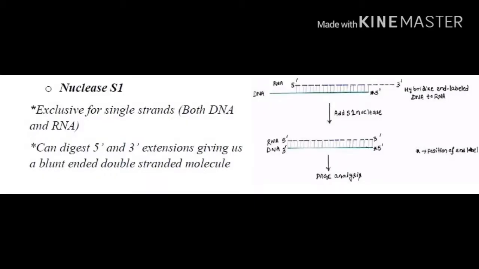ثالث example هي nuclease S1. بالnuclease S1 we have to take particular care هون عشان this is extremely important. We have to understand that it is exclusive though for the single strands, both the DNA and the RNA. Also, it can digest 5 prime and the 3 prime extensions, giving us a blunt-ended double-stranded molecule. By the way, this is extensively used in research.